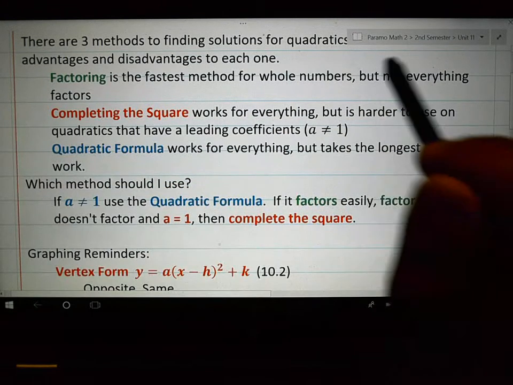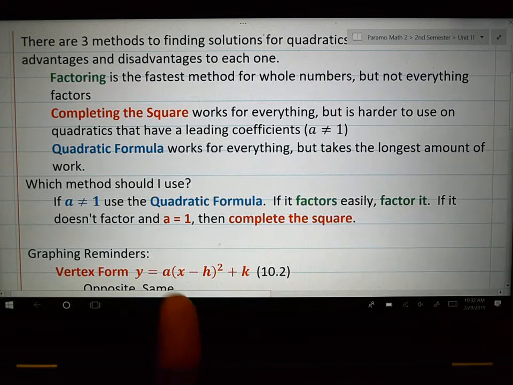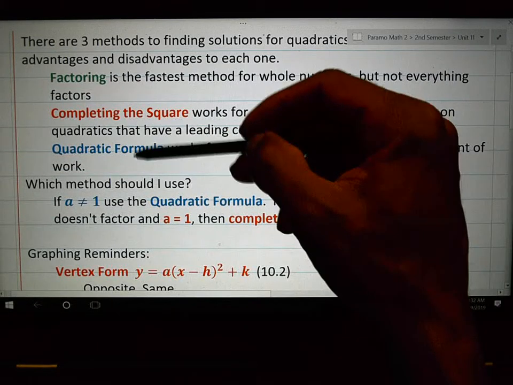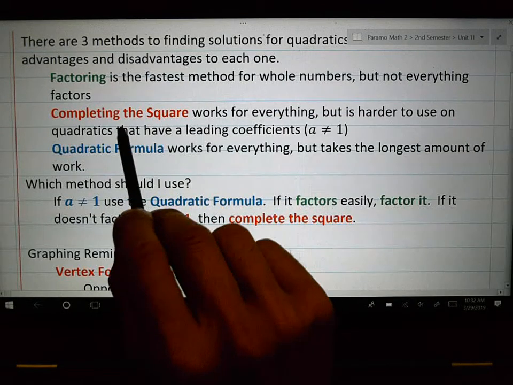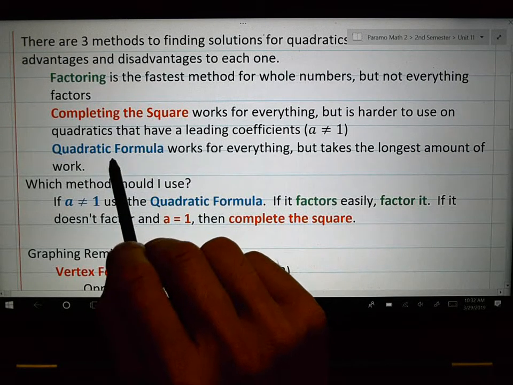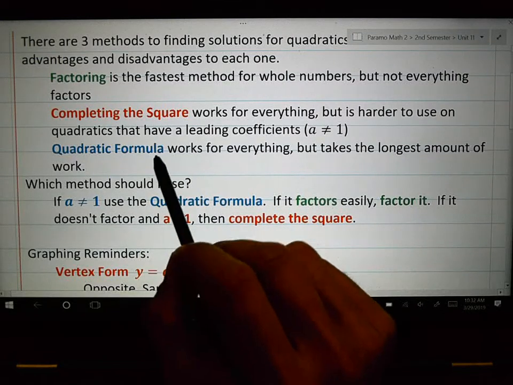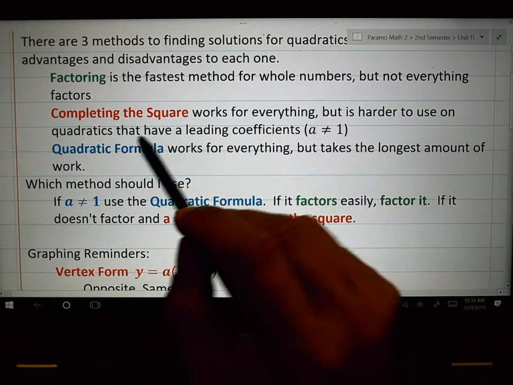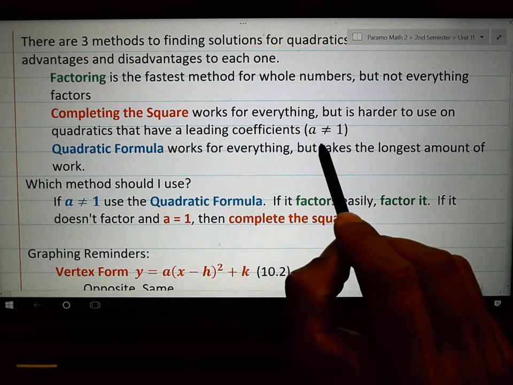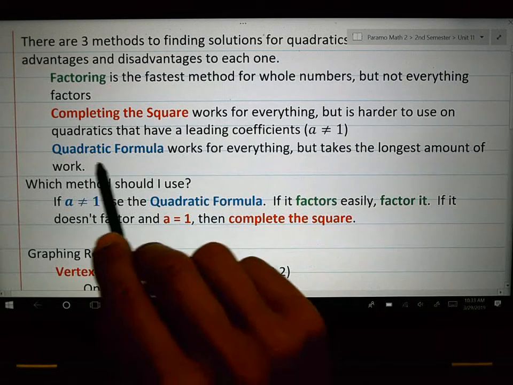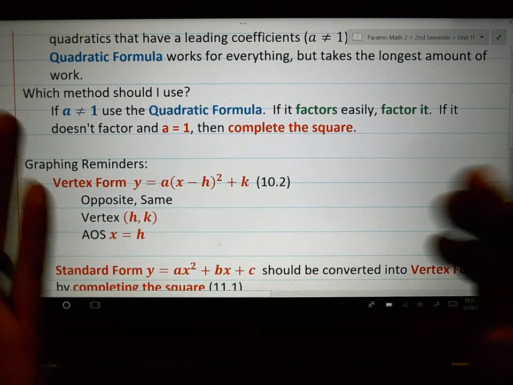Factoring is easy when things factor and they're whole numbers, but not everything factors. There are two methods to use when something doesn't factor with whole numbers. You can complete the square or you can use the quadratic formula. They both work, but how do I know which one to use? Completing the square is a little bit rough when a doesn't equal 1. The quadratic formula works for everything, but it's the longest amount of work. So here's what I recommend.